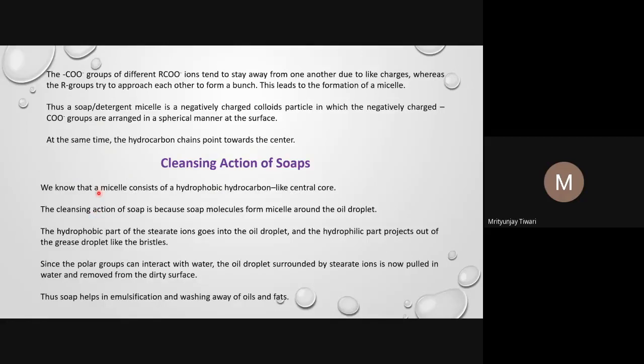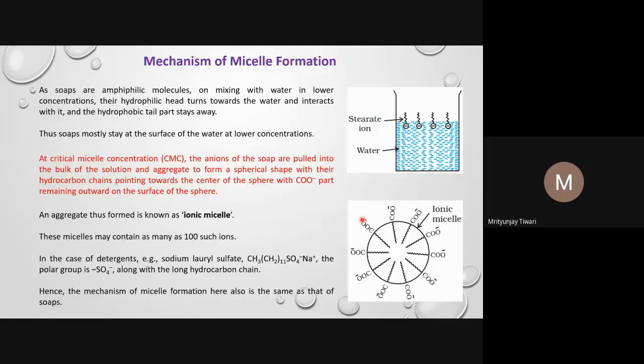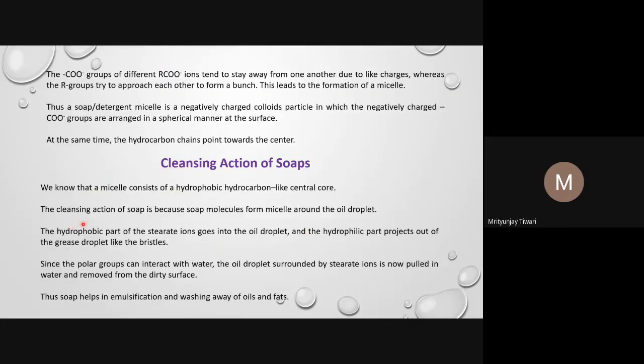As you know, the micelle consists of a hydrophobic hydrocarbon central core. The cleansing action of soap is because soap molecules form micelles around the oil droplets. So suppose an oil droplet is on a cloth. What will happen? The ions of the soap will form a micelle around this oil droplet.